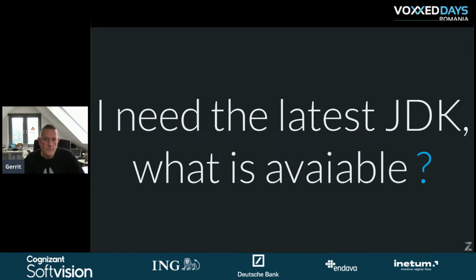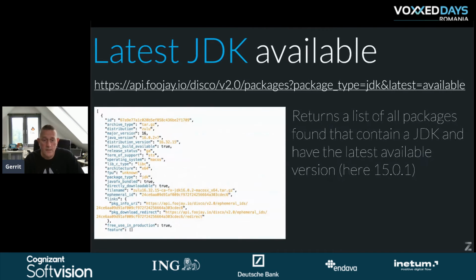So now let me give you some examples. I need the latest JDK. What is available? Okay, you can just ask for packages type equals JDK and latest equals available. Then you will get a list, and on top of the list, you will get the latest available package that it's found in this case. But this is not really specific, because you will get a huge list for all operating systems, architectures, libc types, and so on and so on. But if you're interested in what's the latest, you can go this way.